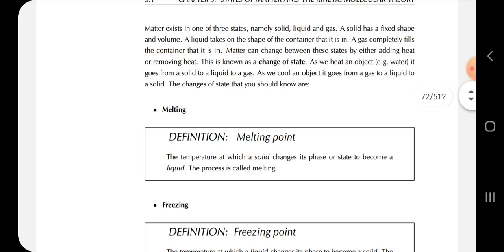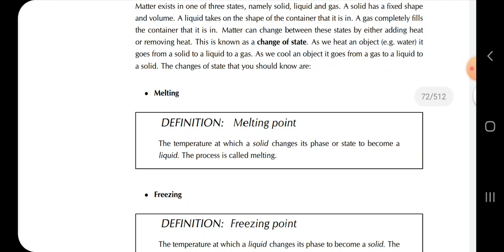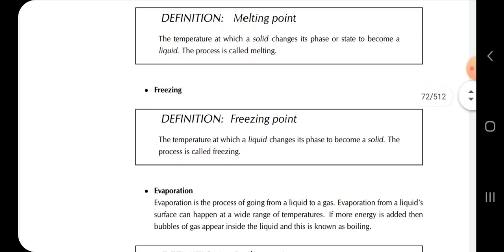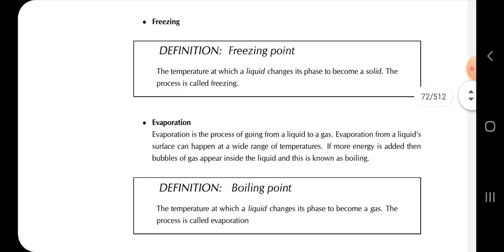And then we also need to know the melting point, the temperature at which a solid changes its phase or state to become a liquid. The process is called melting. You need to know the freezing point as well. It is the temperature at which a liquid changes its phase to become solid. The process is called freezing.